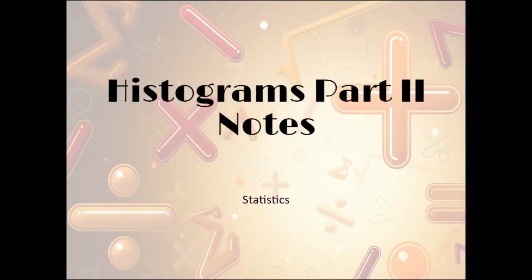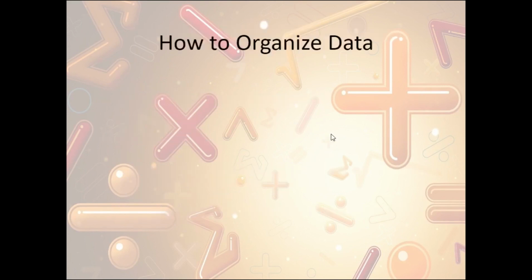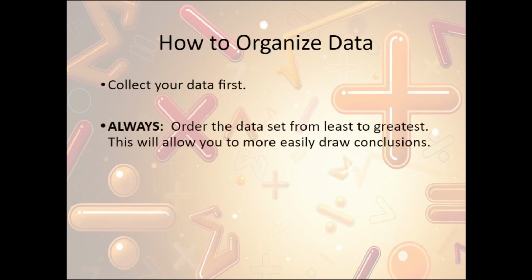Let's take a look now at the Histograms Part II notes. The notes begin with the learning goals and success criteria. How do we organize data? Well, first thing you need to do is collect your data. So get the data in. Always when you collect your data, arrange it from least to greatest. Whatever values you get, make sure that you put them in order from least to greatest. This will allow you to draw conclusions more easily. Then use your data to draw your conclusions.